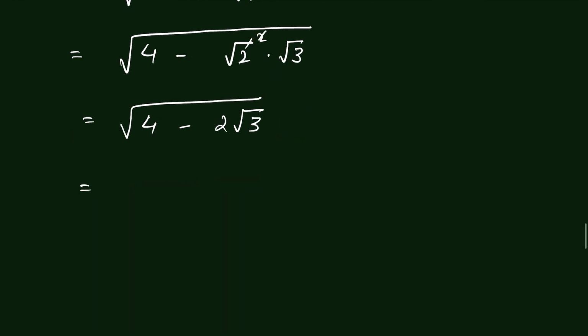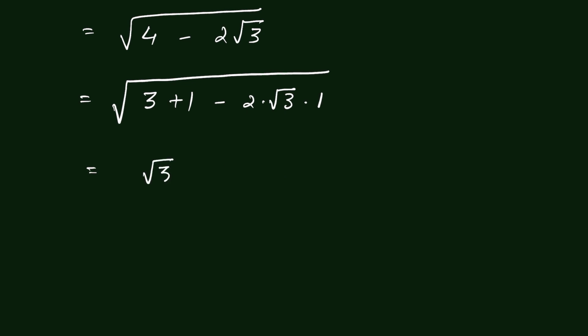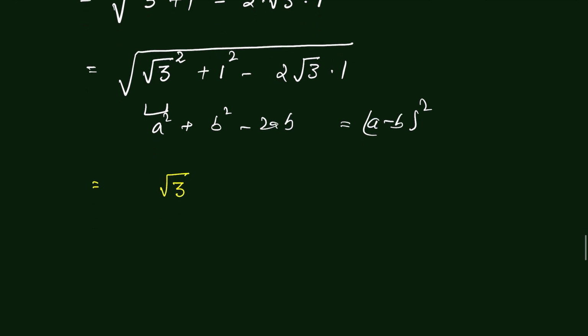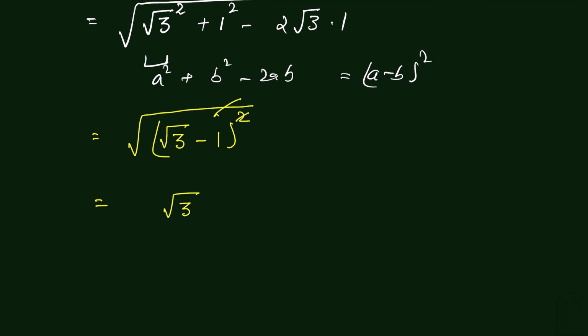Now again 4 we can write as 3 plus 1, then minus 2 times square root of 3, and we can write times 1, no difference, under square root. Now 3 we can write as square root of 3 square plus 1 square minus 2 times square root of 3 times 1 under square root. Again this is in the form of a square plus b square minus 2ab. So this is equal to a minus b whole square. So we write it as square root of 3 minus 1 whole square under square root. Now let's remove the square root with this square. So this is equal to square root of 3 minus 1.